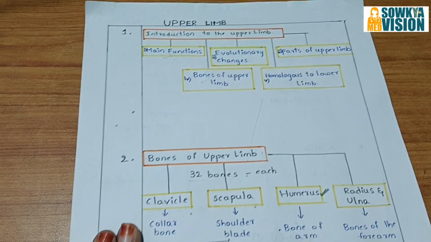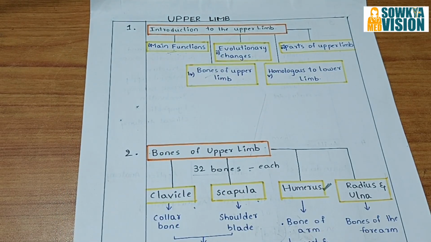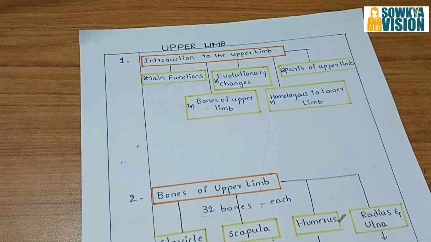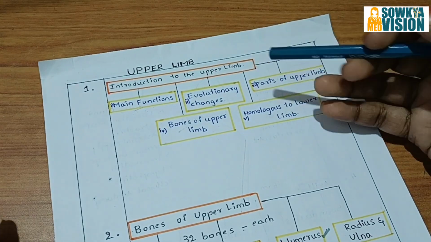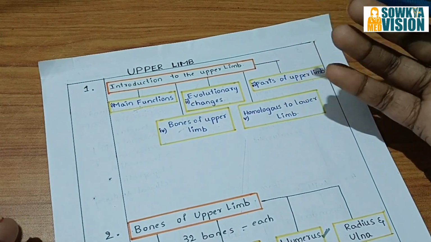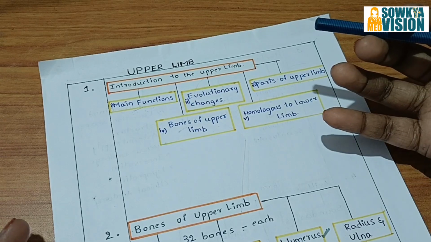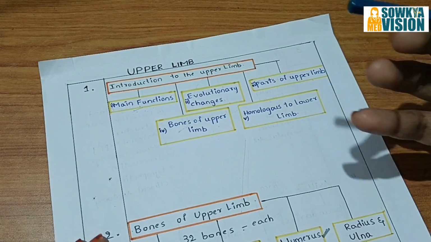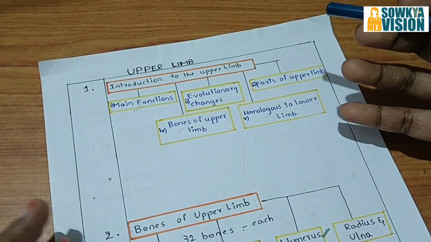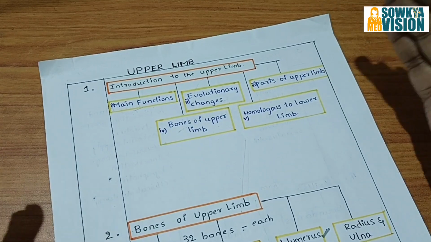Now, here is the index which outlines the main topics of our discussion. First, we are going to discuss the introduction of the upper limb. What are the functions of the upper limb? What are the main evolutionary changes that occurred in our upper limb? What are the bones involved in the upper limb? What is the comparison between upper limb and the lower limb?